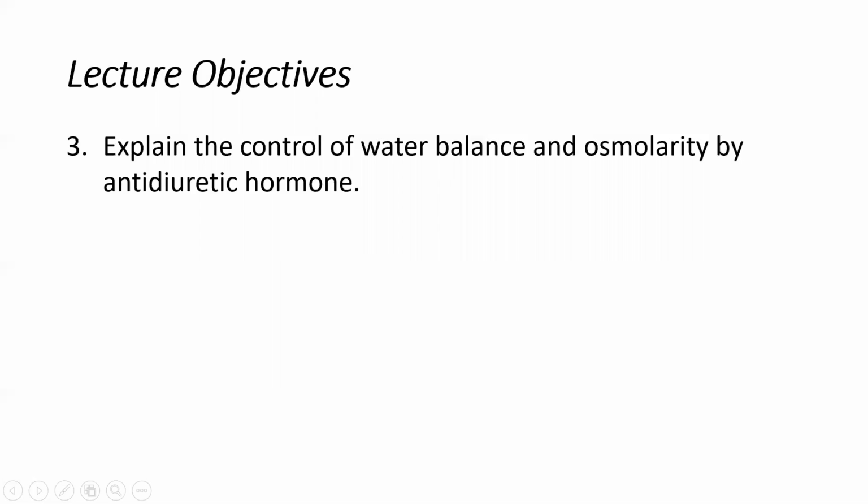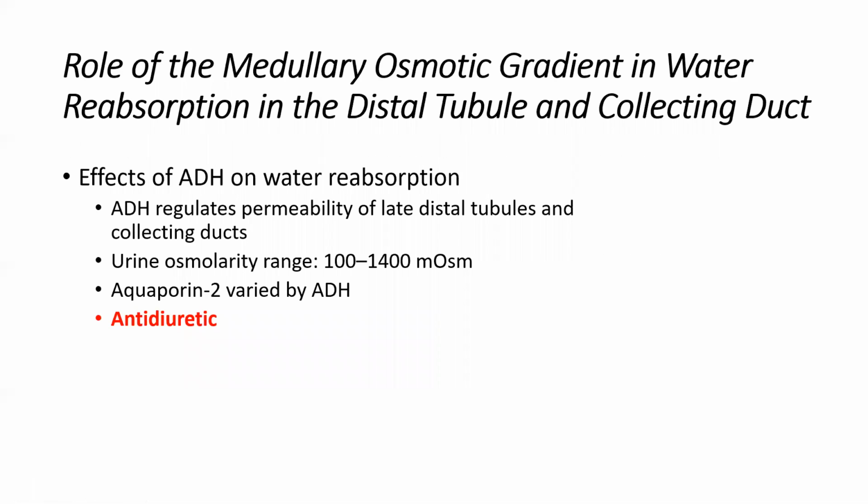So objective 3 is to explain the control of water balance and osmolarity by antidiuretic hormone. We began speaking about antidiuretic hormone, or ADH, and we talked about how it regulates the distal part of the tubule. We connected this to when we kept mentioning that the distal tubule and the collecting duct are involved in regulated water reabsorption, and that regulation is the influence of the hormone ADH.